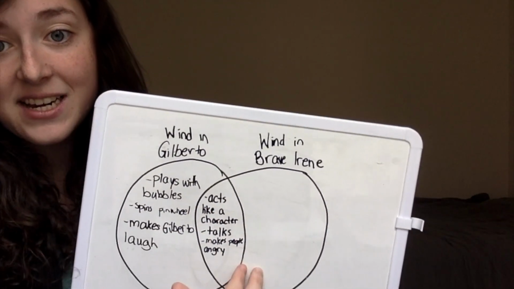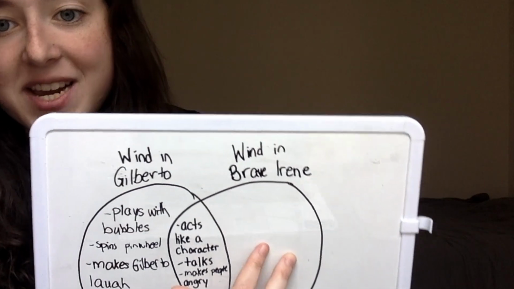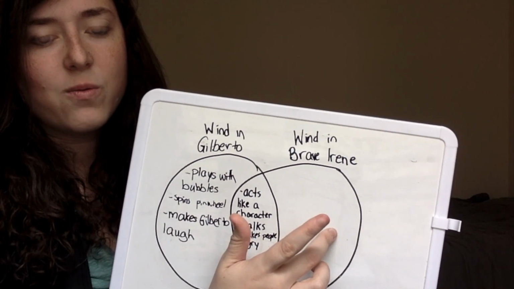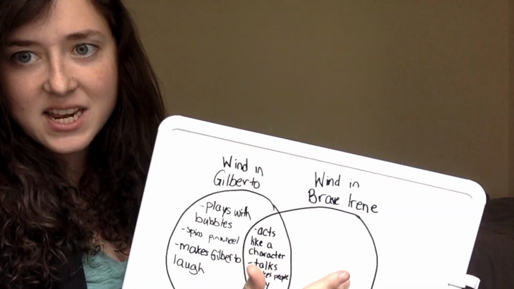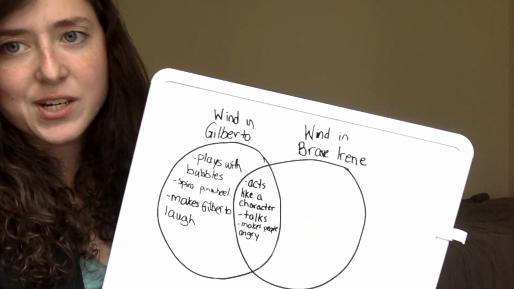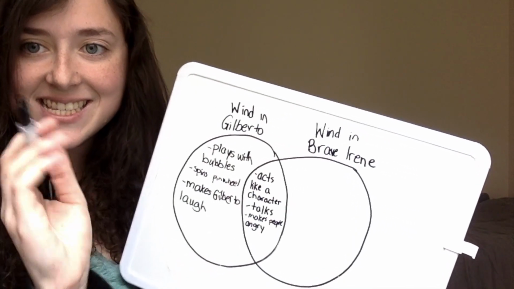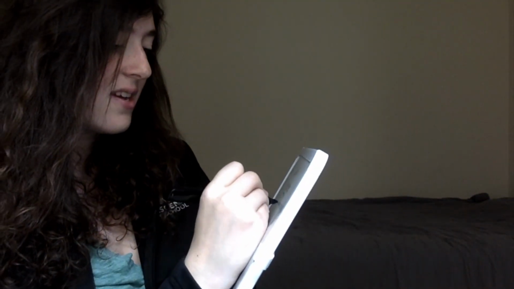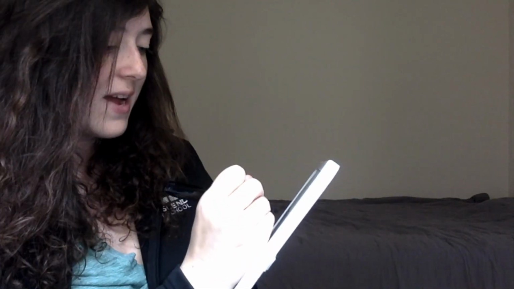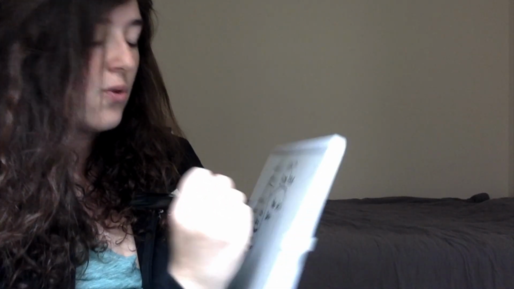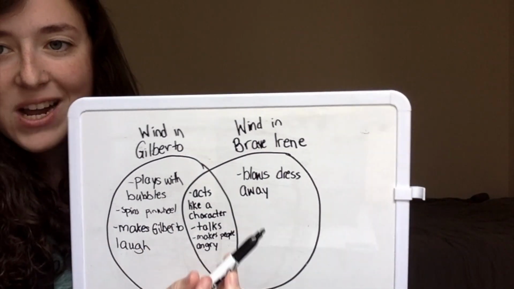I'm going to move on to this side. This is what the wind did in Brave Irene that's different from what it did in Gilberto and the Wind. So what's one thing that the wind did in Brave Irene that it did not do in Gilberto and the Wind? Call it out. Nice. I heard someone say it blows the dress away. Remember that? That was one of the reasons why Irene got so angry and frustrated. It's because the wind took her dress that she was bringing to the Duchess and blew it away. Blows dress away. Away is one of our sight words, so I know I got that one.